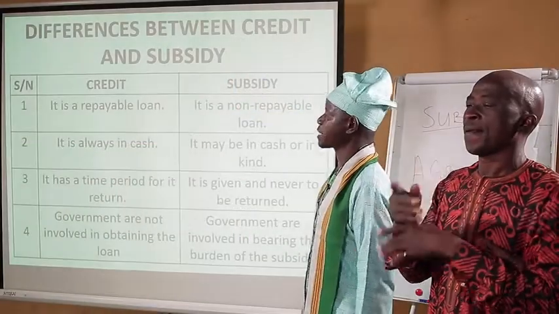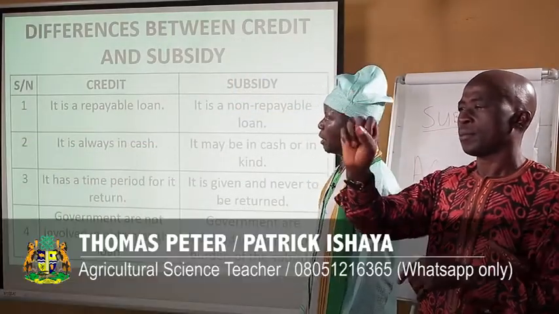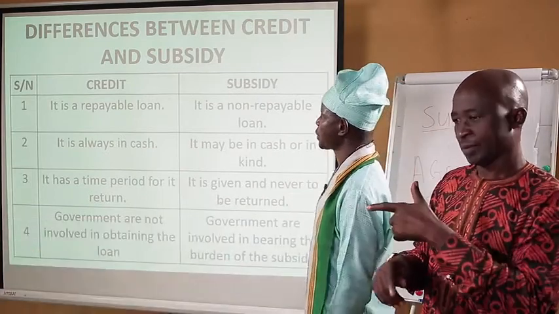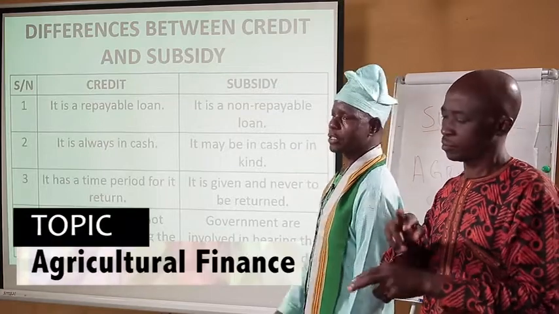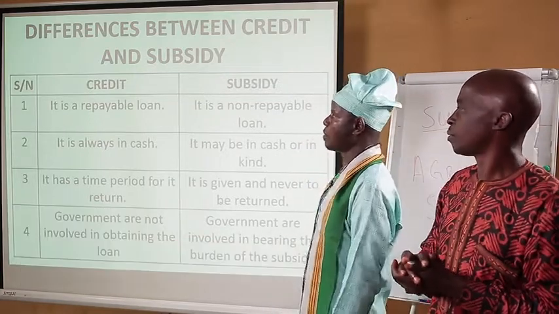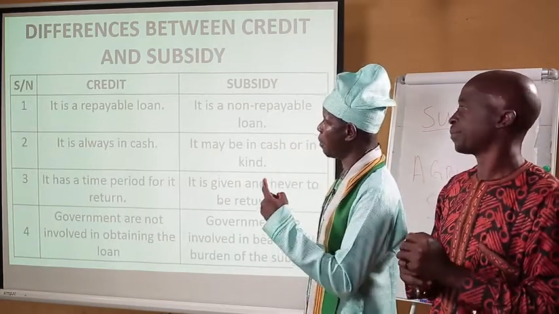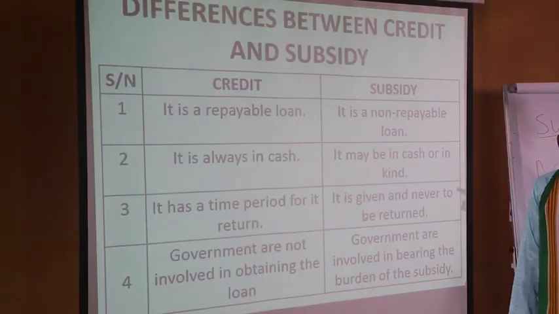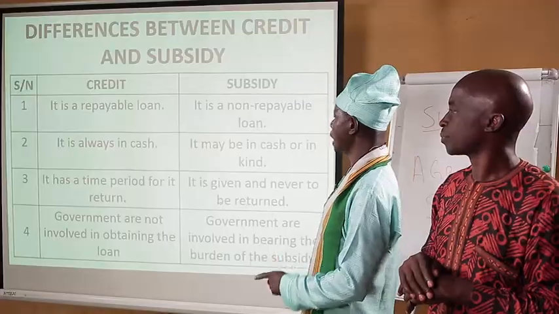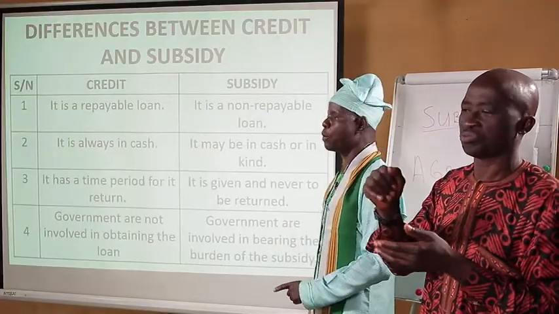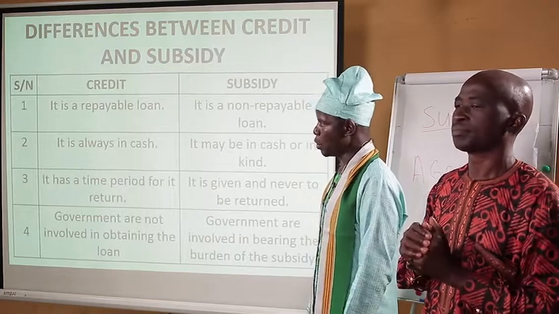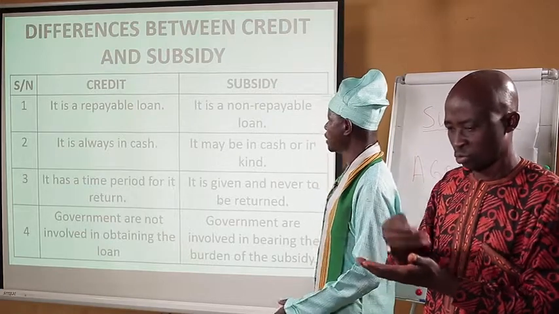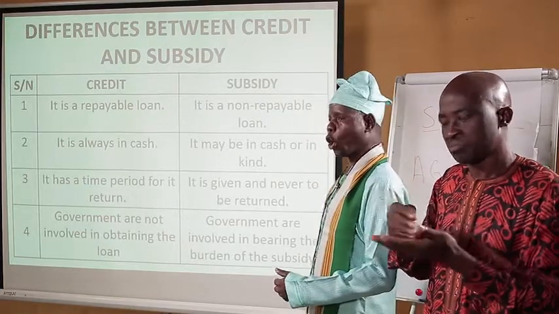Differences between credit and subsidy are seen in a table. By your left, you see credit, and by your right is subsidy. Now, serial number 1, credit is a repayable loan, but subsidy is non-repayable. 2, credit is always in cash, while subsidy may be in cash or in kind.